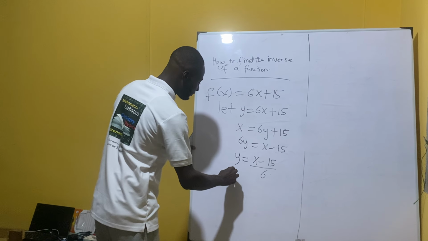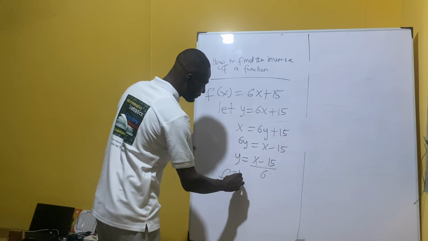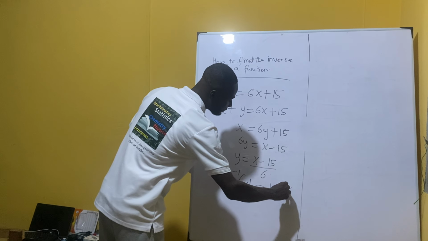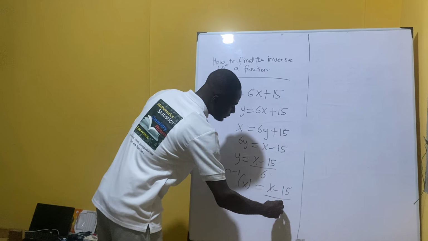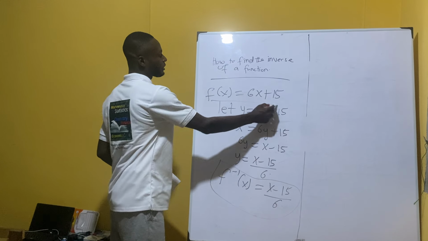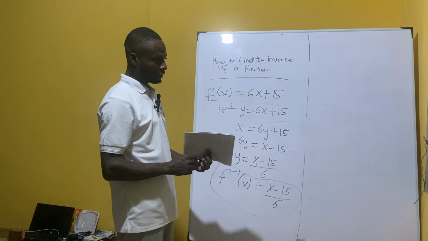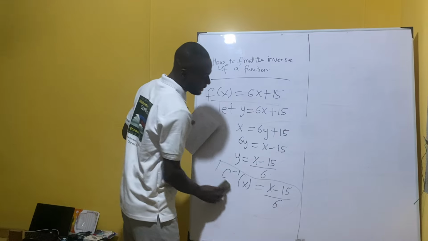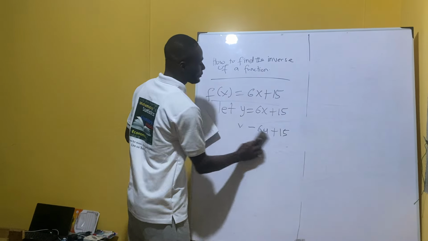So the inverse of f of x will be f inverse of x, which should be equal to x minus 15 all over 6. So this has become the inverse of this particular function, f of x, right? So let's look at the next problem on how to find the inverse of a function.